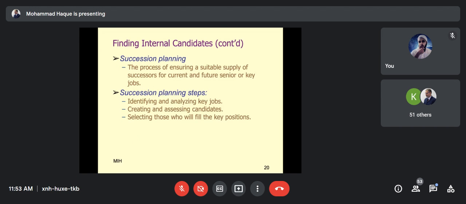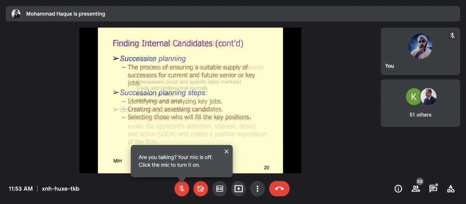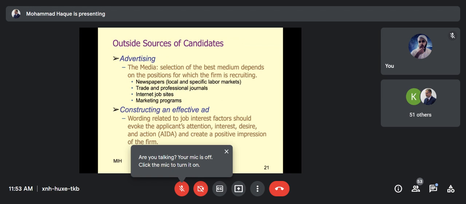What we find is that internal candidates will normally be considered for succession planning. That is the process of ensuring a suitable supply of successors for current and future senior or key jobs. Succession planning will have steps like identifying and analyzing the key jobs, creating and assessing candidates, and selecting those who will fill the key positions for which people are needed.